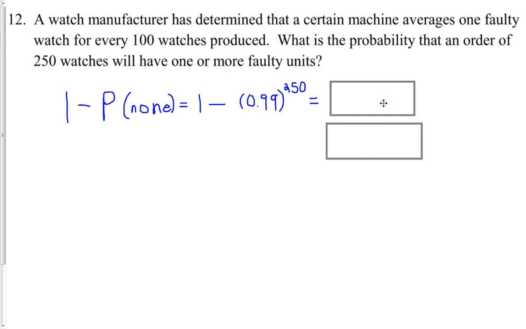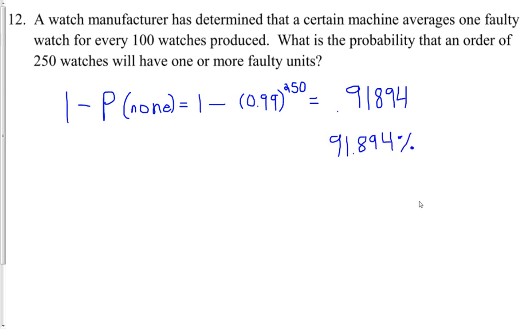So 250 is where that comes from. Each unit gives us a 0.91894. And so it's a 91.894% chance that you'll have one or more faulty units in that 250.